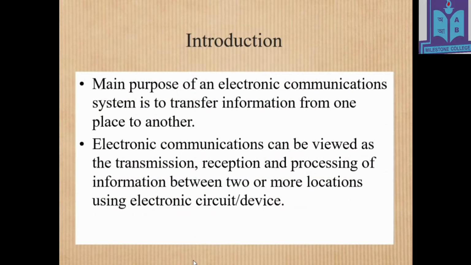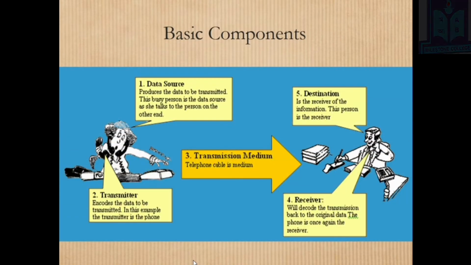The main purpose of an electronic communication system is to transfer information from one place to another. Electronic communication can be viewed as the transmission, reception, and processing of information between two or more locations using electronic circuits or devices. Basic components. So you see a nice image.